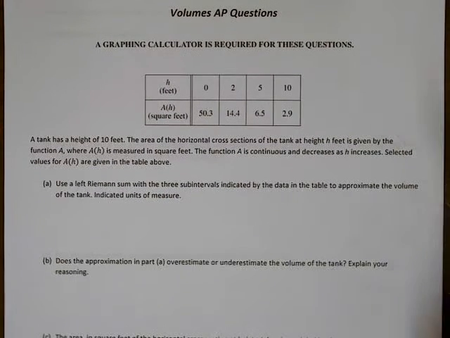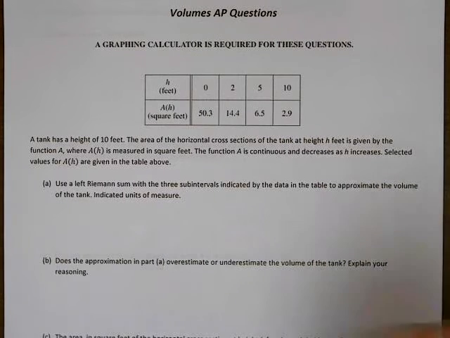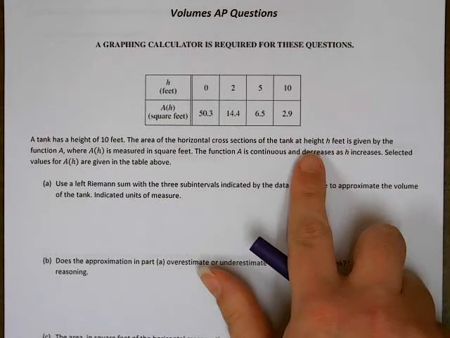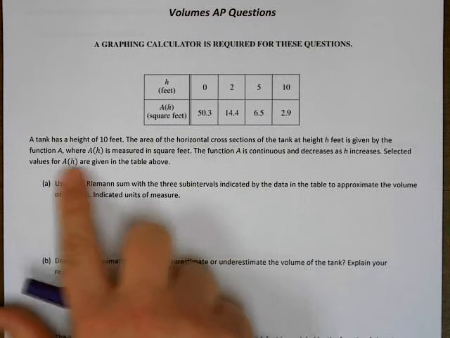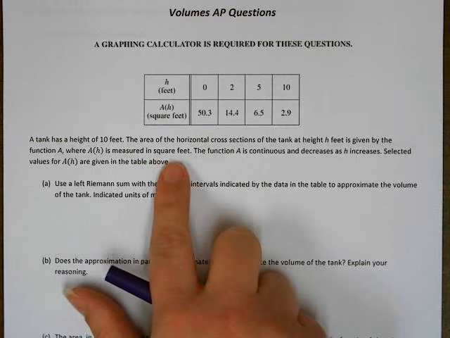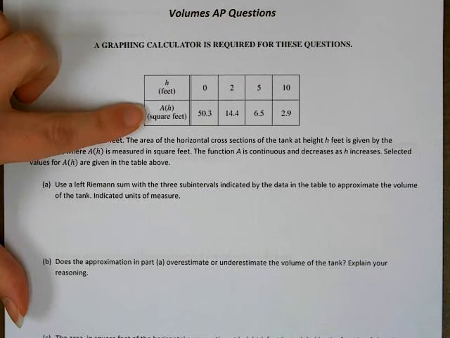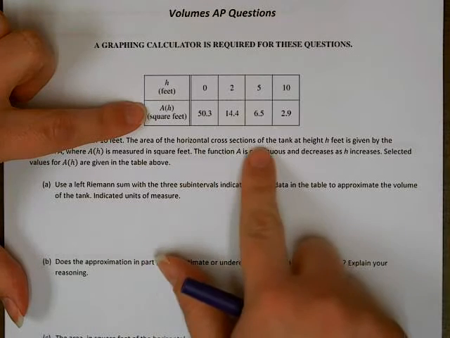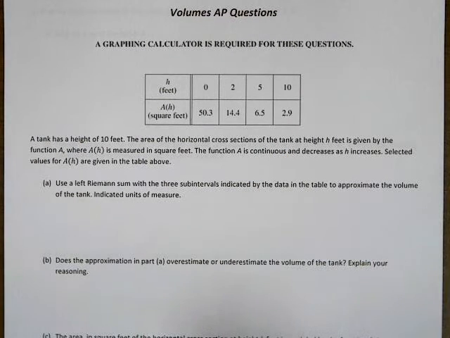We can see we've got this table, all right? A tank has a height of 10 feet. The area of the horizontal cross sections of the tank at height h feet is given by the function A, where A of h is measured in square feet. So what that means is we're given the height in feet, and we're given the area of these horizontal cross sections of the tank. All right, so what you have to imagine is we're taking these areas and dividing it into cross sections to find the area, and then we were revolving that to find the volume.